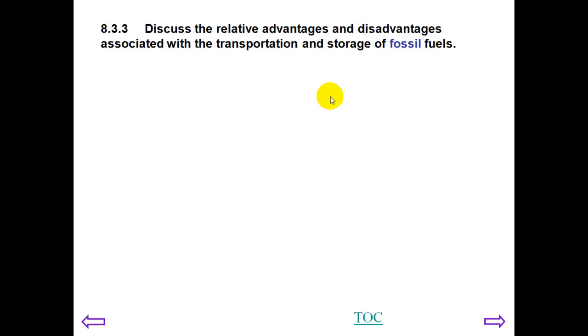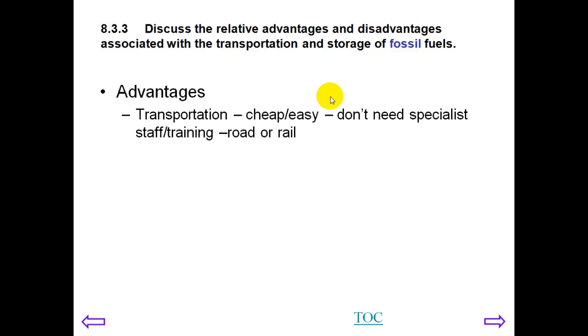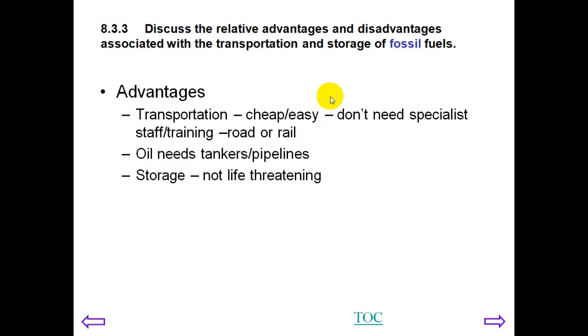The advantages and disadvantages of transportation and storage of fossil fuels. Advantages. Transportation of coal, for example, is cheap and easy. You don't need specialist equipment or specialist training, and it can be by road or rail. Oil needs special transport, like tankers or pipelines to transfer oil. And storage is not life-threatening like nuclear sources. They need to be stored in the right way.